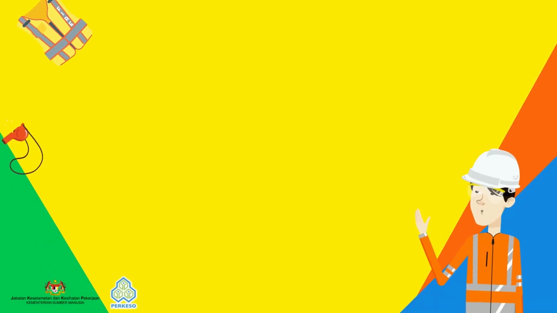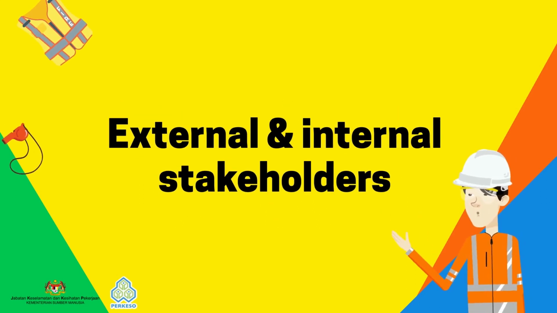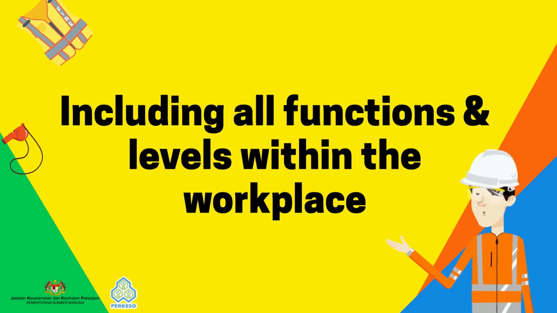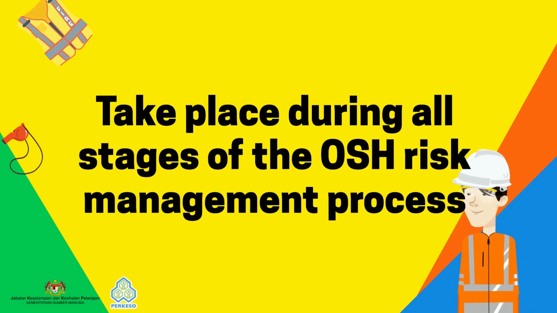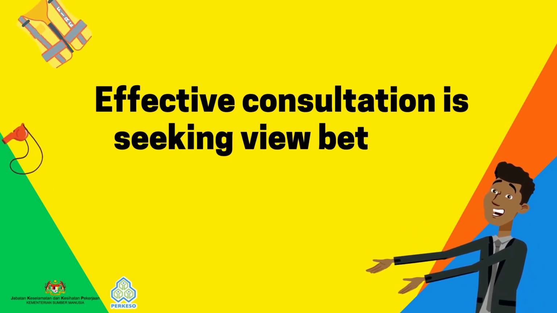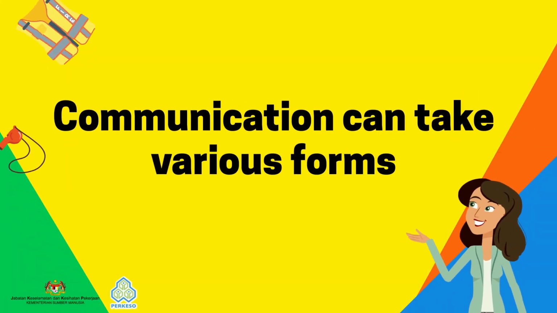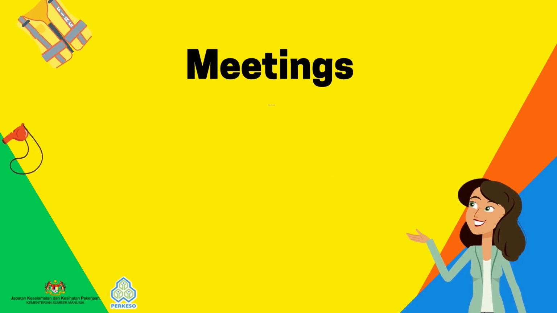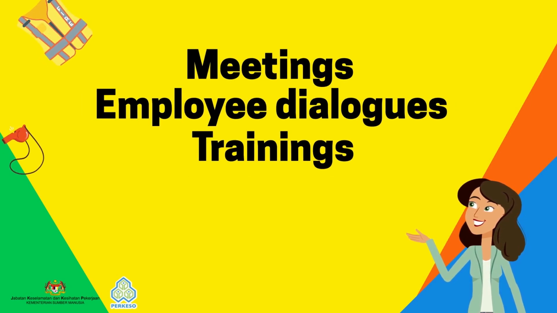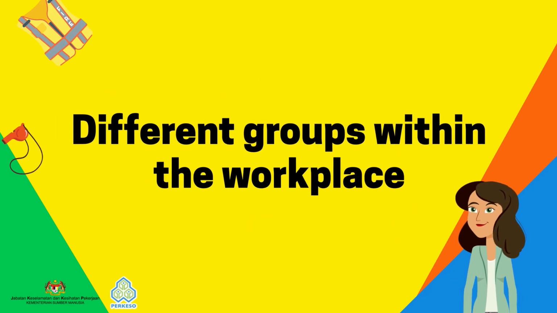Now we will talk about part 5, which is about communication, consultation and participation. Communication, consultation and participation with external and internal stakeholders, including all functions and levels within the workplace, shall take place during all stages of the OSH risk management process. Effective consultation is seeking views between stakeholders in decision-making. Communication can take various forms, such as meetings, employee dialogues, training, notice boards and various electronic means for different groups within the workplace.